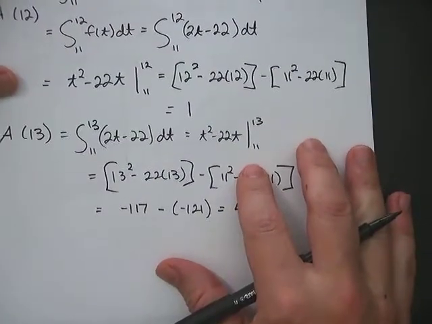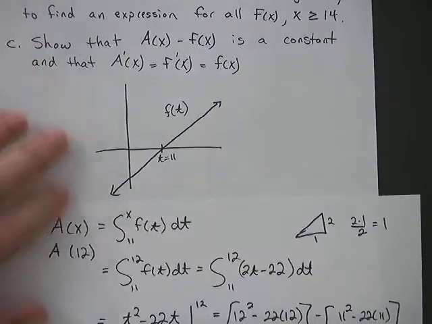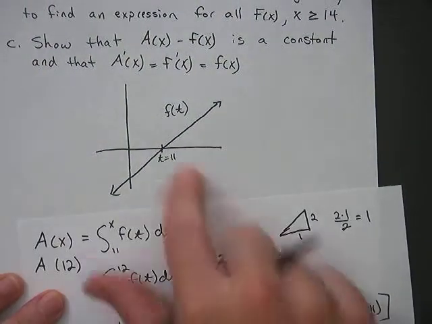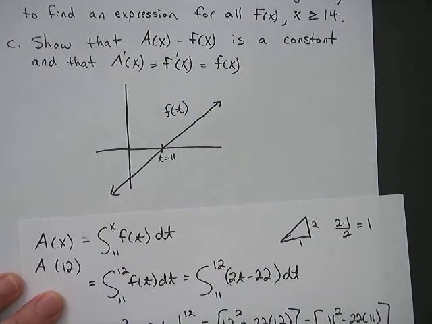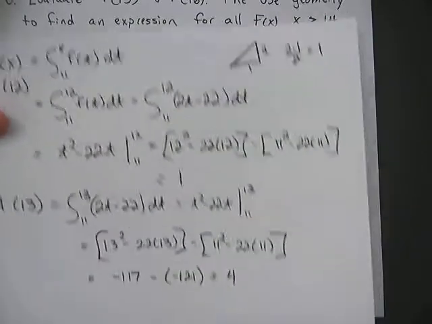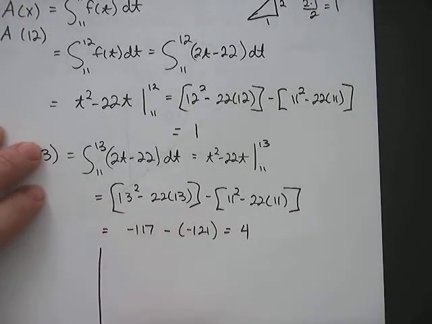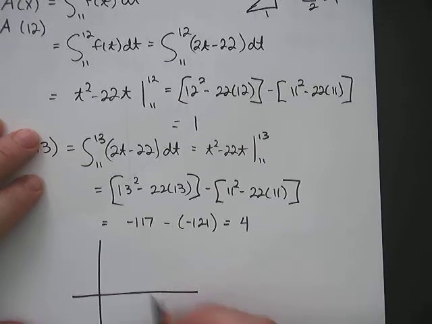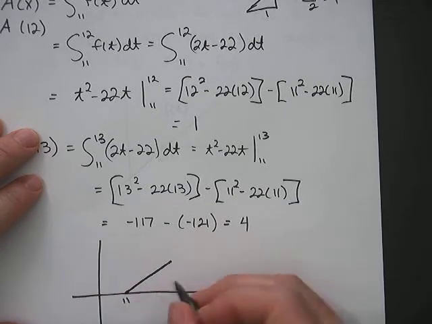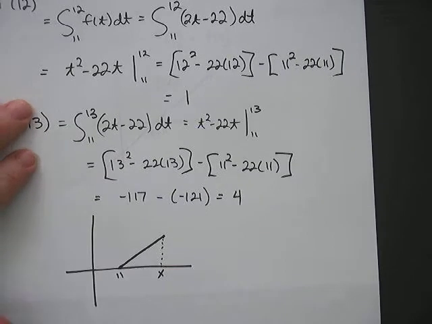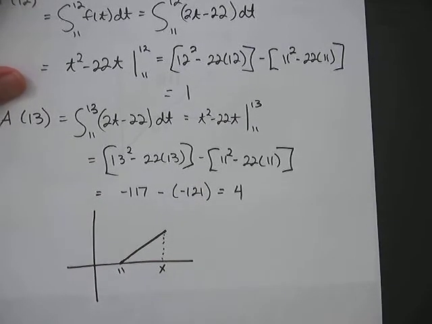Okay, so in our graph, we know from last time that it crosses the t-axis there at 11. So we're going to plug in an x to make that an x-axis, but it still crosses at 11. What we're interested in on this graph is that it starts here at 11 and goes out to some value of x. What value of x? That doesn't really matter because we're finding an expression that's going to work regardless of where the x is. You can see this is a triangle.